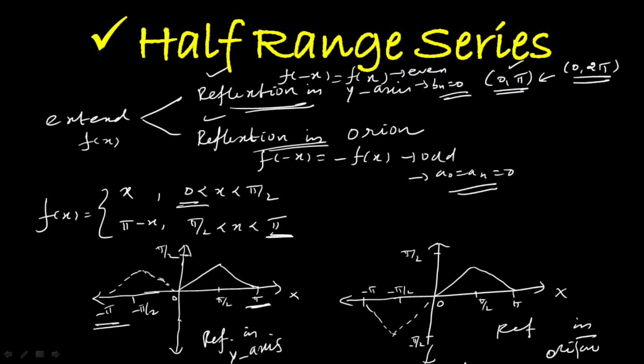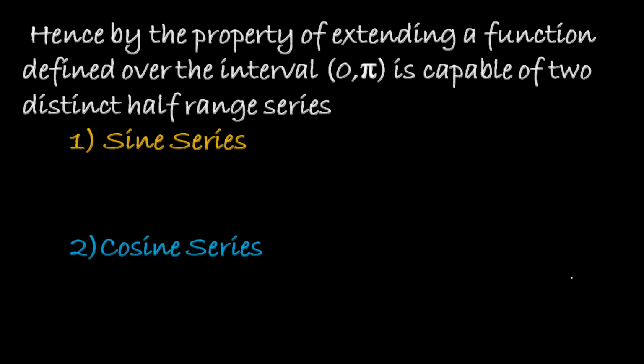Either you can extend the given function in an interval 0, pi by reflection in the y-axis, or you can extend the function by reflecting it in the origin. So by the property of extending a function defined over interval 0, pi, it is capable of two distinct half-range series. One is sine series, the other one is cosine series. Sine series means that you have to extend the function.